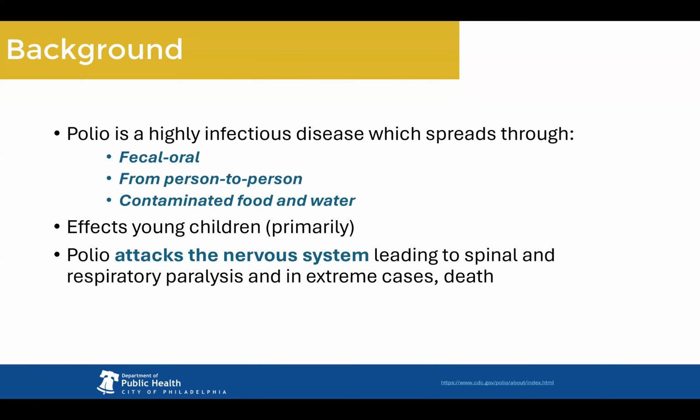Polio is a highly infectious disease which spreads through fecal-oral, from person to person, or contaminated food and water. Fecal-oral transmission is the process by which an infected person's stool spreads germs to another person, causing illness. This can happen when someone touches the stool of an infected person or an object contaminated with the stool, then ingests the germs. Polio primarily affects young children, but adults are not excluded. We'll touch on this a little later on. Polio attacks the nervous system and can lead to spinal and respiratory paralysis and, in extreme cases, death.